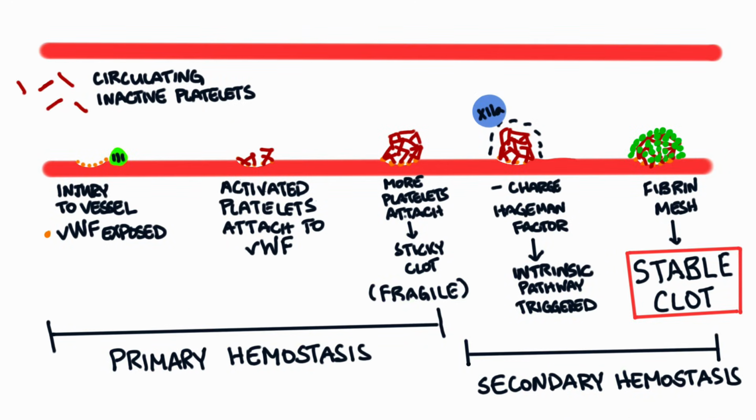Here is an overview. Injury to a vessel triggers both arms of the coagulation pathway. Exposure of tissue factor triggers the extrinsic arm. Von Willebrand's factor in the subendothelium is exposed by vessel injury, calling in platelets to form the fragile platelet plug or sticky clot. The platelet plug is negatively charged, and this negative charge attracts and activates circulating factor 12, or Hageman factor, which initiates the intrinsic arm of the coagulation cascade, ultimately resulting in a fibrin mesh that stabilizes the clot.